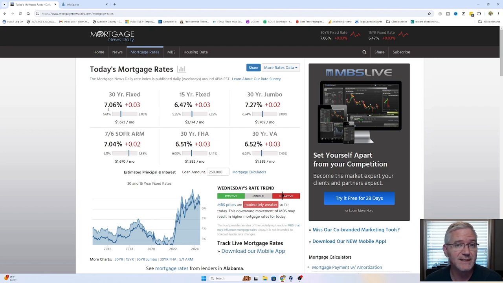Just taking a quick look at the couple mortgage rates. The 30-year fixed is sitting at 7.06. The 15 years at 6.47. The 30-year FHA is 6.51. And then the 30-year VA is at 6.52.